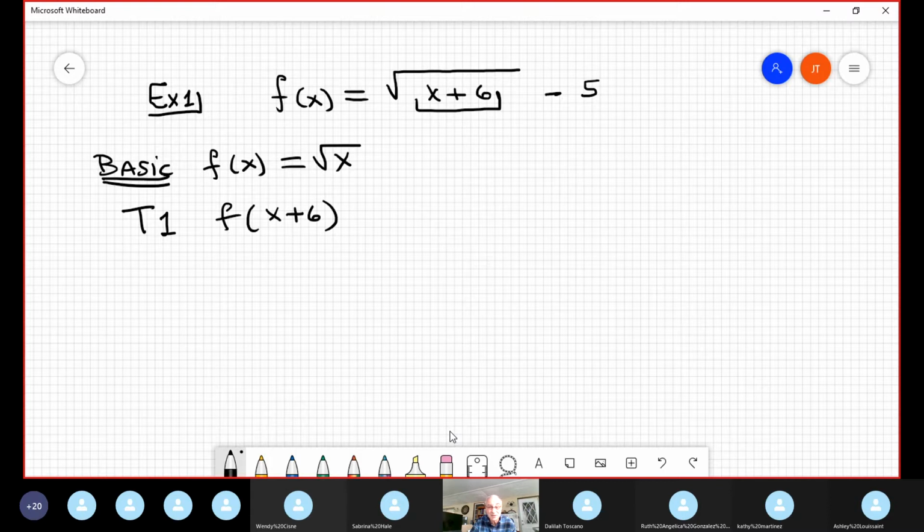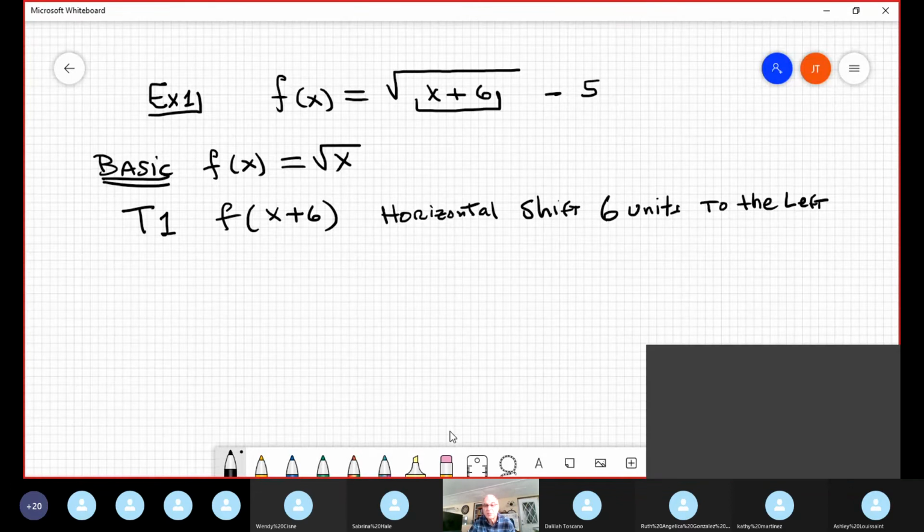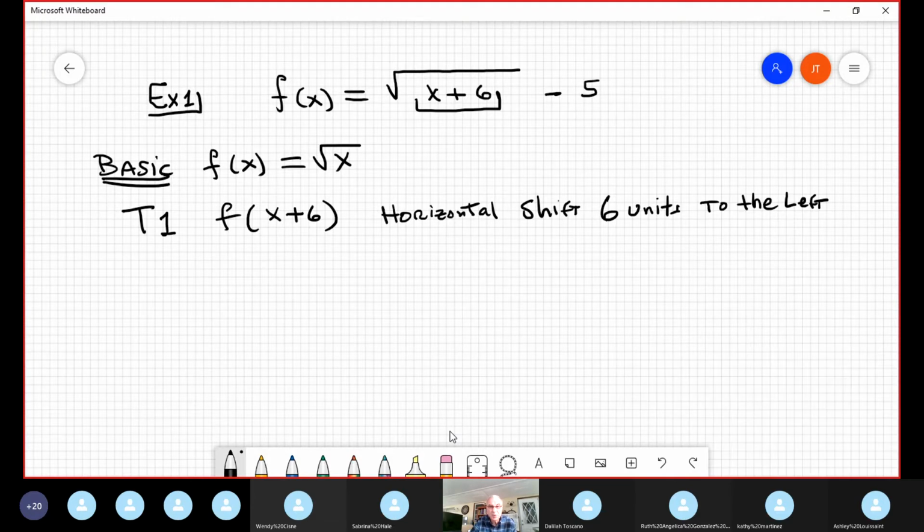And transformation number 1, I can see, is a horizontal shift, 6 units, because the number is 6. And what direction? To the right or to the left? To the left. How do you know it's left? Because it's plus. Left. Very well, Angelina. Very well, Angelina. Left. This is transformation number 1.